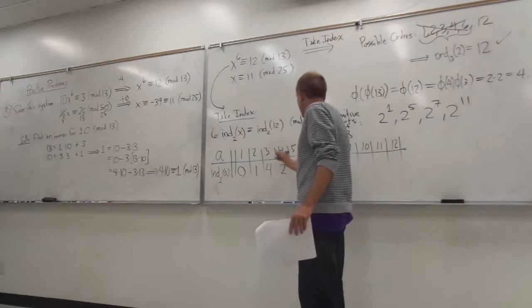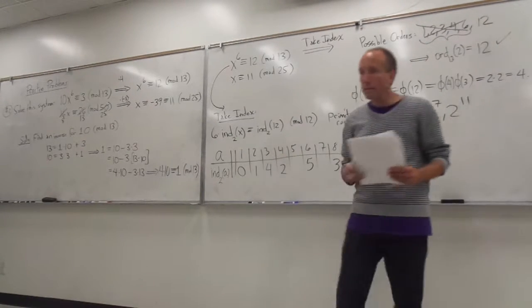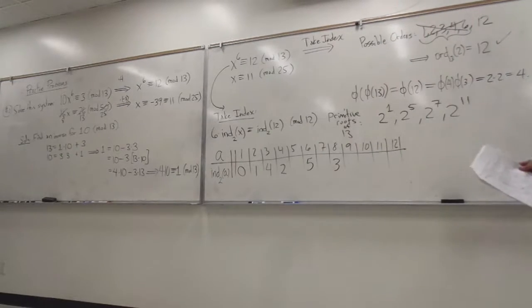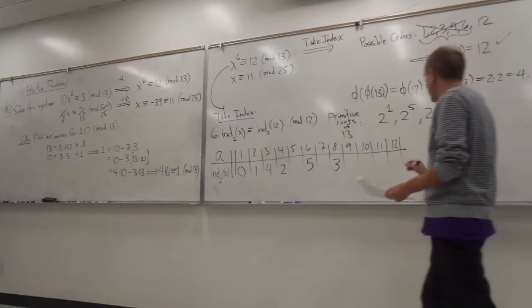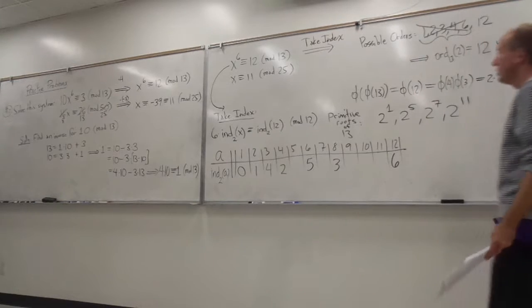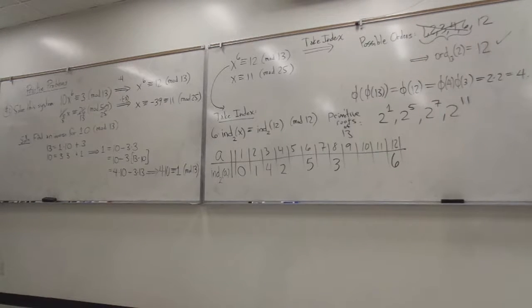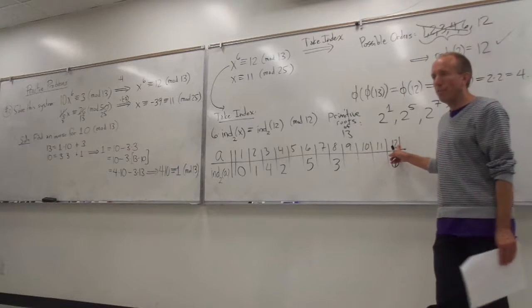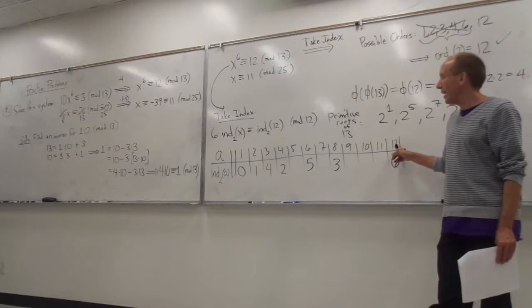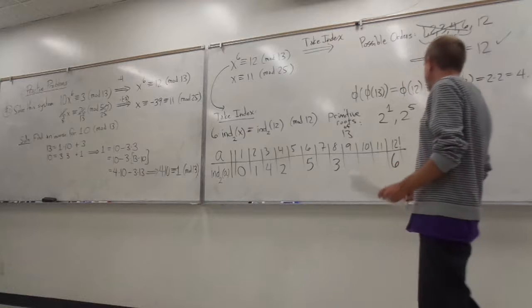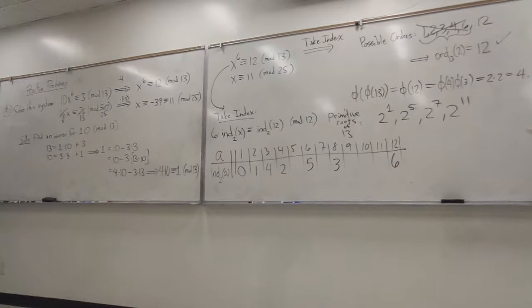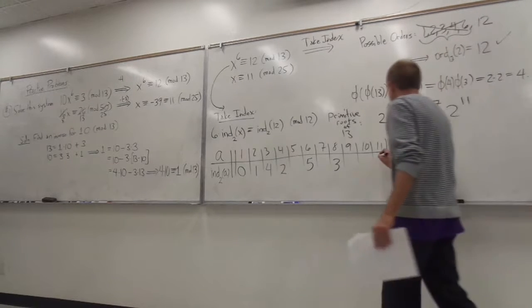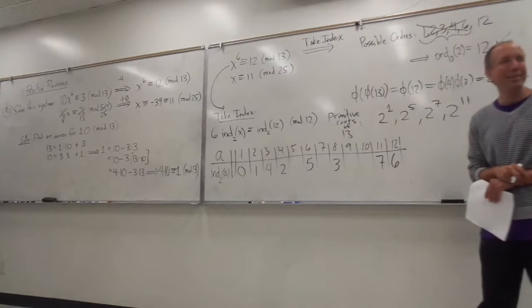If I multiply by 2 again, I'm going to get 6. So the fifth power of 2 is going to be 6. If I multiply by 2 again, I'm going to get 12. So the index of 12 is 6. 12, that's the same as negative 1. So if I multiply by 2 again, I'll get negative 2, which is the same as 11. So that's going to be where we put 7.